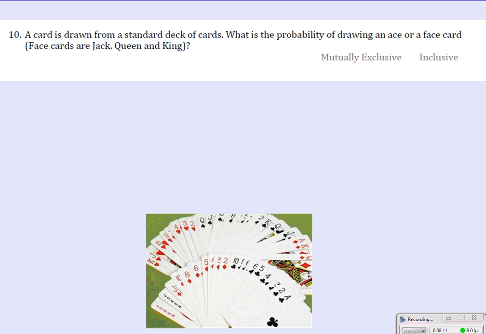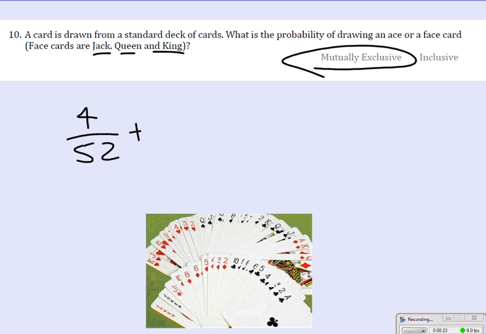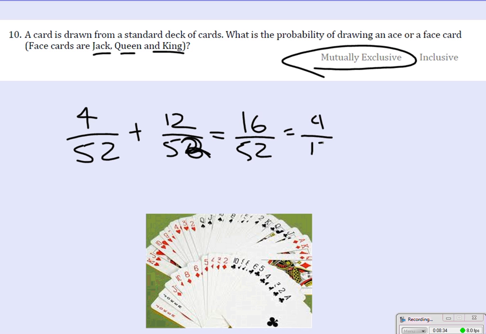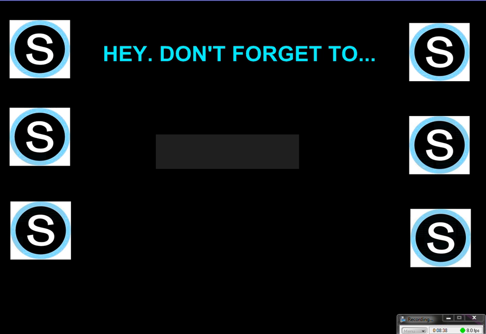All right, card is drawn from a standard deck of cards. What's the probability of drawing an ace or a face? Face cards are Jack, Queen, King. So you can't be an ace and a face, so that's going to be mutually exclusive. There are 4 aces. There are 1, 2, 3 face cards times 4 each, so that means 12. 12 face cards, so that's going to be 16 out of 52. A little division, that's going to be 4 out of 13. That would be your probability of drawing either an ace or a face.